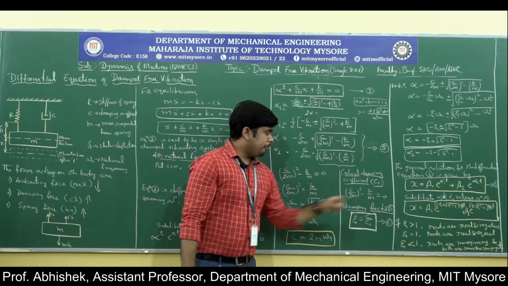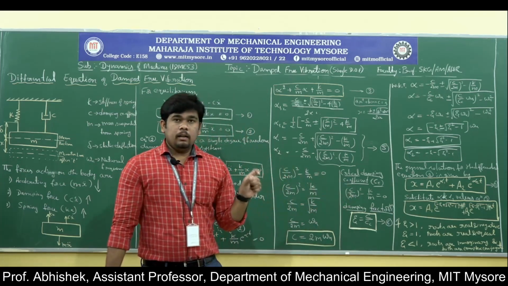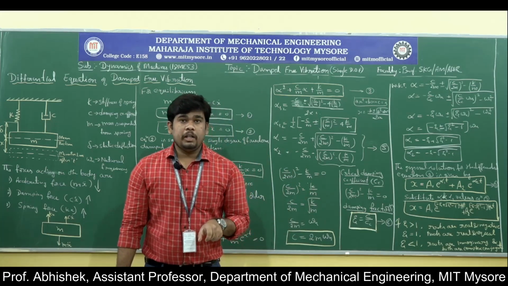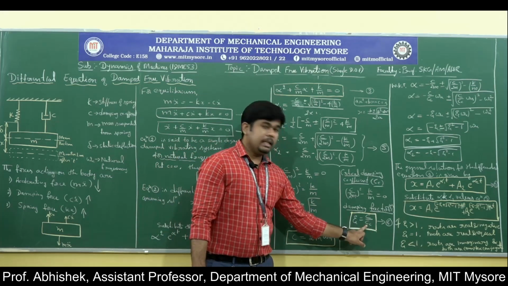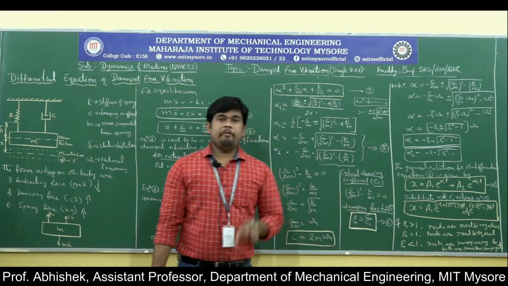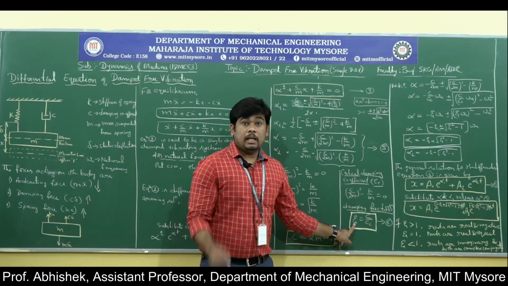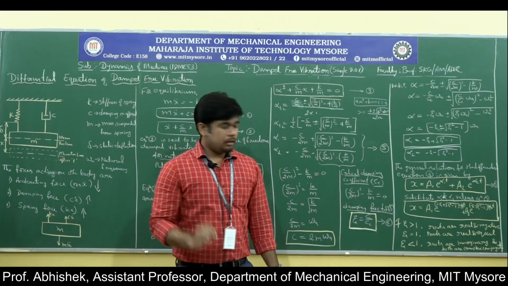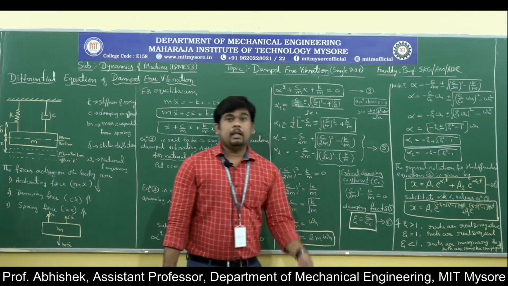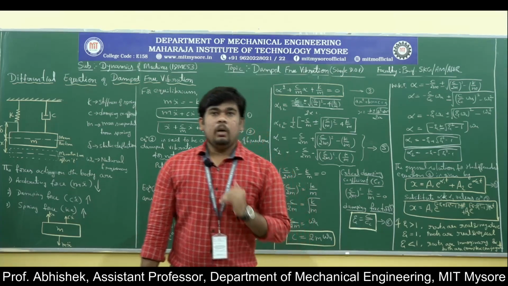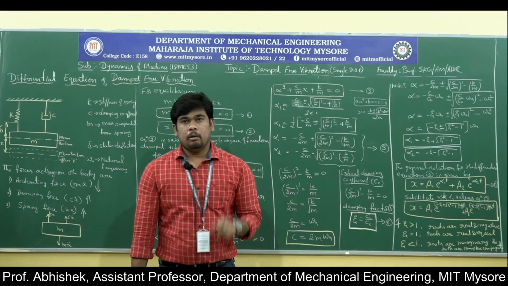Next we have the damping factor. The damping factor is nothing but the ratio of the damping coefficient to the critical damping coefficient, which is c by cc, and the damping factor is represented by the notation zeta. Zeta is equal to c by cc, damping coefficient by critical damping coefficient. This formula is very important, and we are going to use it while solving problems.